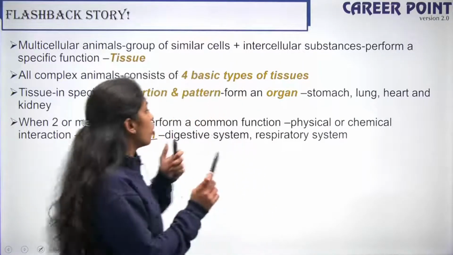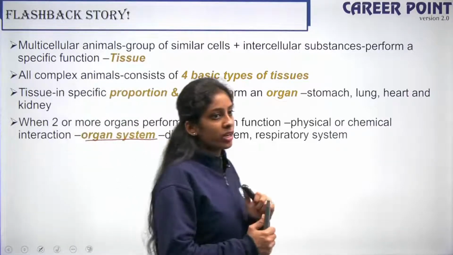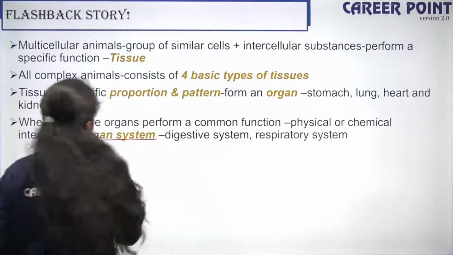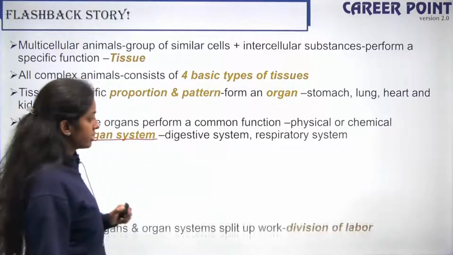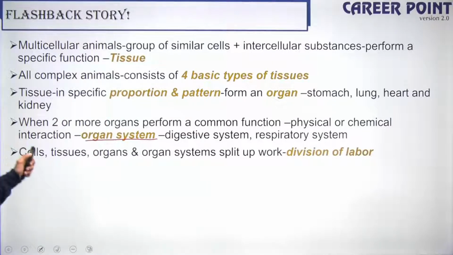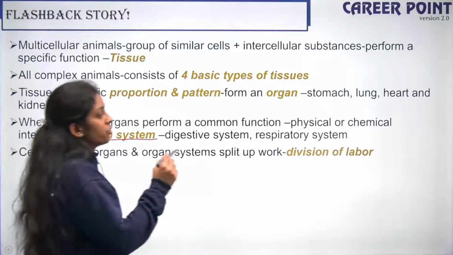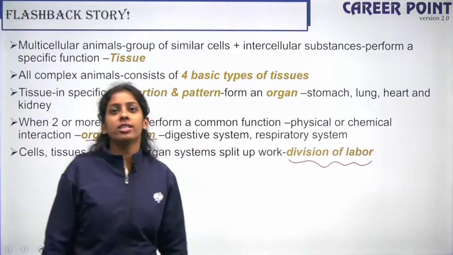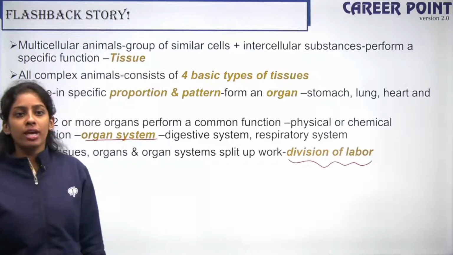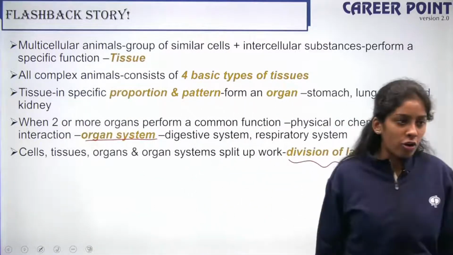When two or more organs combine to form a common function by means of physical or chemical interaction, it is called an organ system, for example your digestive system or your respiratory system. So cell, tissues, organs and organ system split up the work. That is called division of labor. If division of labor does not exist, then there is no point in being a multicellular organism.